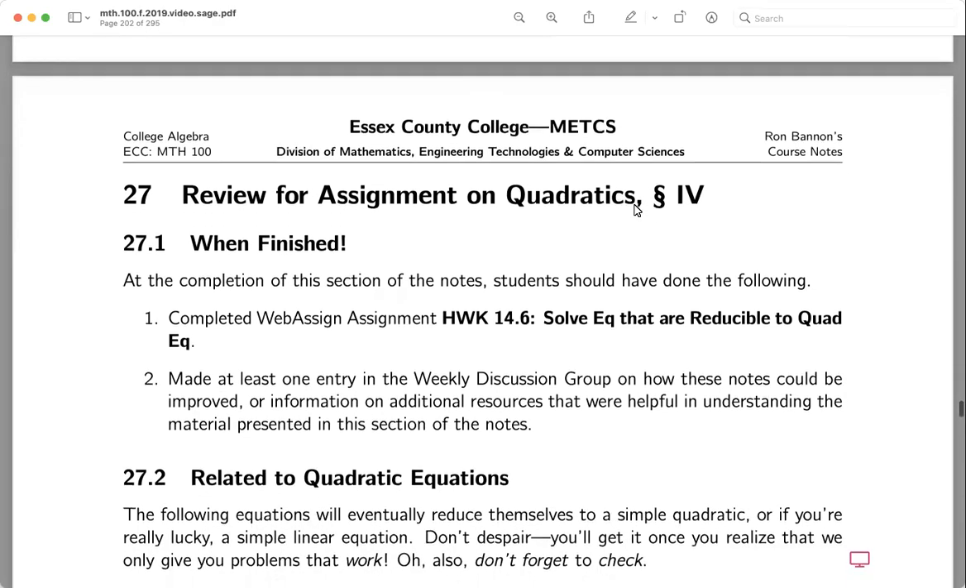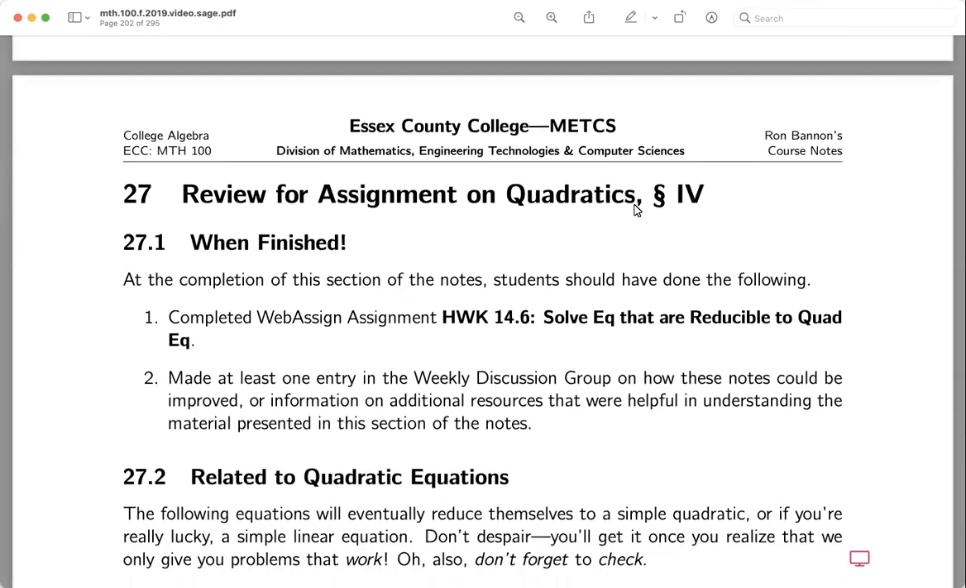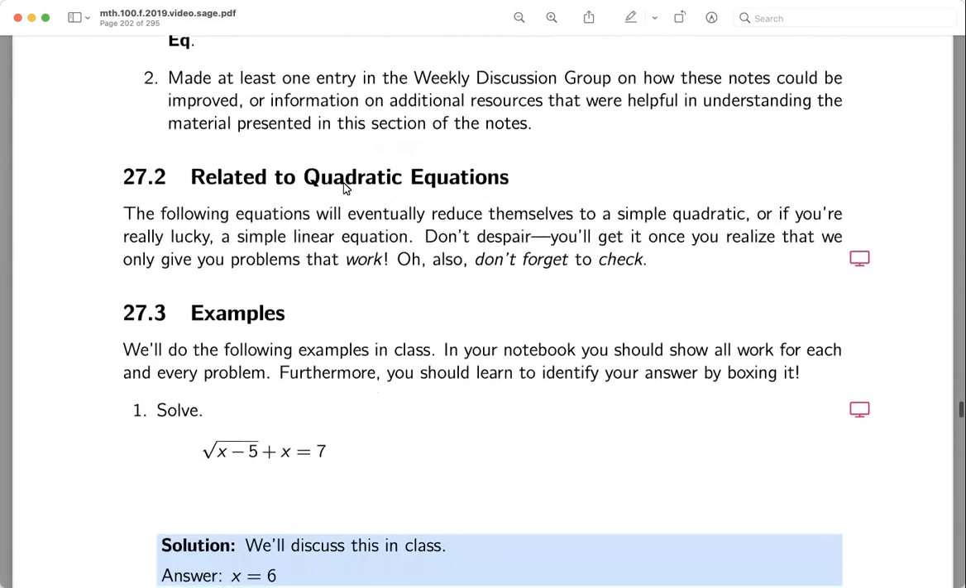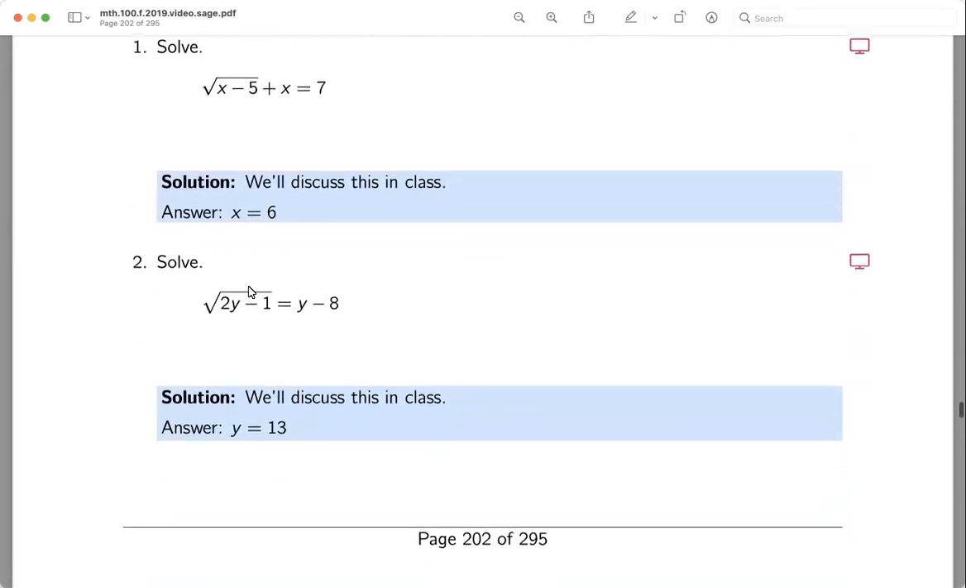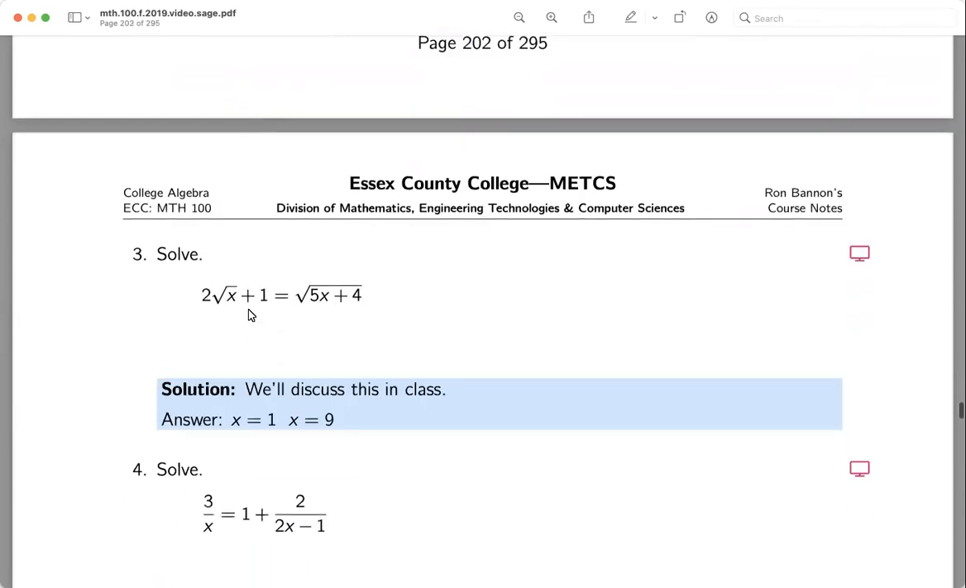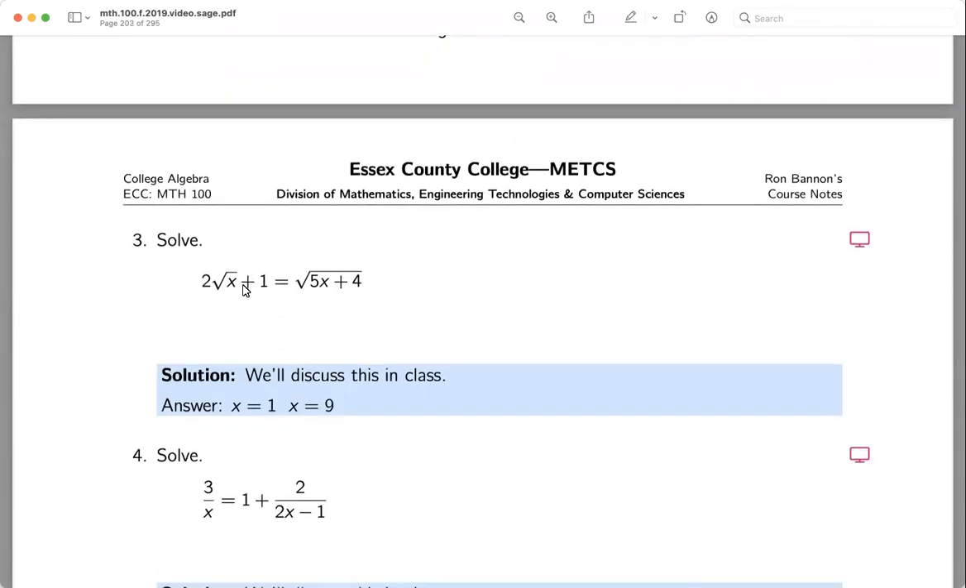Okay, this certainly won't be much of a lecture. In this section, you're going to be given equations of the types we've already solved before. You know, what kind of equation you're going to be given? You're going to be given root equations. There's a root equation there, root equation here, root equation here.